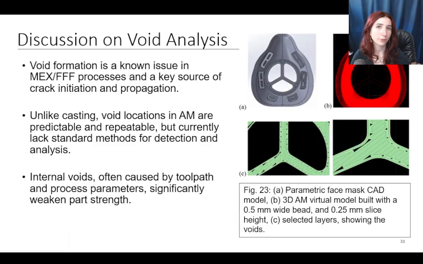Discussion on voids. Void formation is a known issue in our material extrusion and FFF processes and is a key source of crack initiation and propagation in a part. And unlike casting, void locations in AM are predictable and repeatable because the same slicer settings would give you the same toolpath, but currently there is kind of a lack of standard methods for both detecting those voids and analyzing how they would affect the final part performance. These internal voids, often caused by the toolpath and the process parameters, significantly weaken the part, or at least offer more variability, which is what we see in the data from varying raster angles.